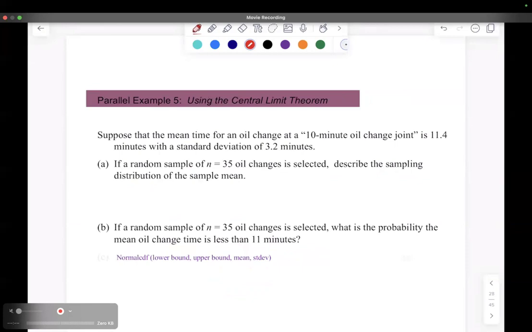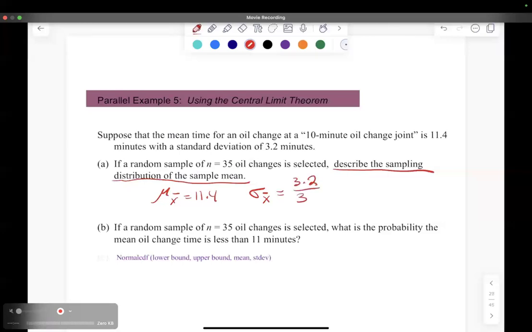Okay, you're going to have questions that look like this in your homework. It's going to say, describe the sampling distribution of the sample mean. All it means is to give me the mean and the standard deviation, or the mean and the standard error. That's all it's asking for. So if it asks you to describe the sampling distribution, just give me the mean and the standard deviation. So we'll have our mu sub x bar, which is going to equal 11.4. And then your standard deviation sub x bar will be 3.2 over the square root of 35.